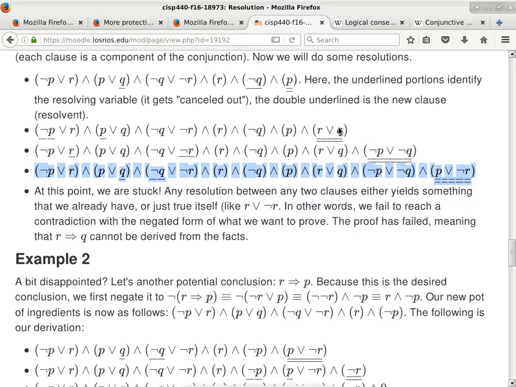You can reapply resolution all you want, but we are not going to end up with anything new, which means we are now at a dead end. And yet, we are not getting to the conclusion of false, which means the theorem is not true to begin with. We cannot come to a contradiction. Okay? So with example 1, the conclusion is R implies Q is not a theorem because we got stuck in the process.